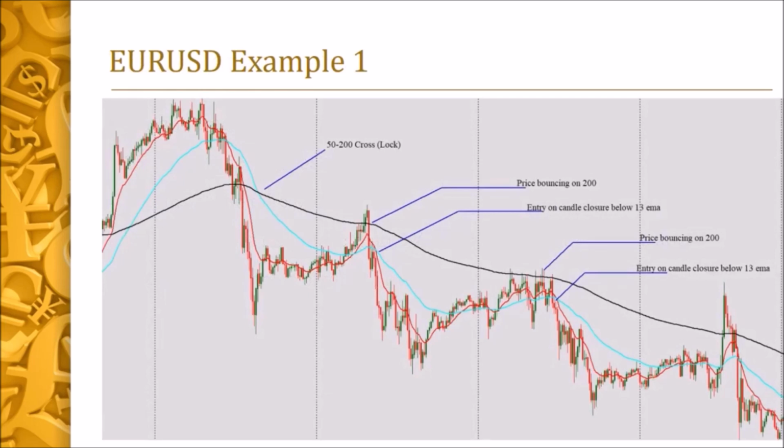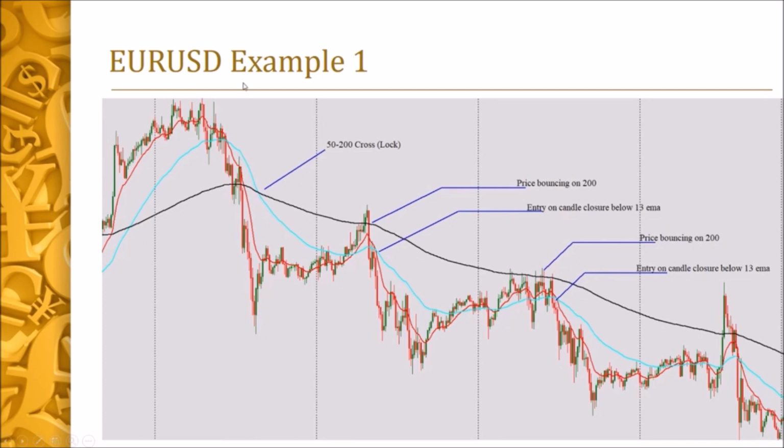This is Euro against US Dollar, example number 1. The first step is to see the 50 and 200 EMA cross. I'll first define the colors of these EMAs. The 13 EMA is the one in red, the 50 the one in light blue, and the 200 is the one in black. So the first step is to see the 50-200 cross, and mind you, all these steps are fundamental for this strategy to work.